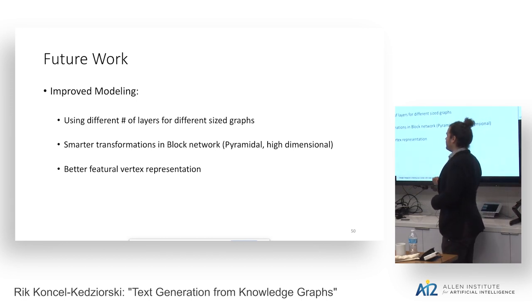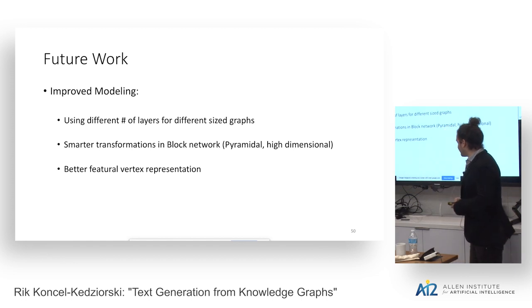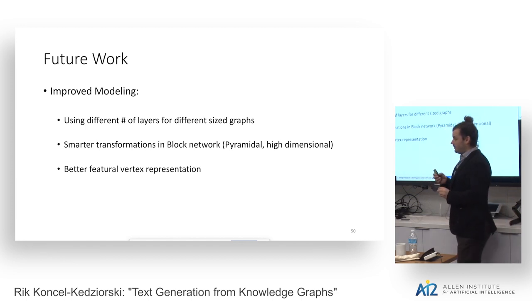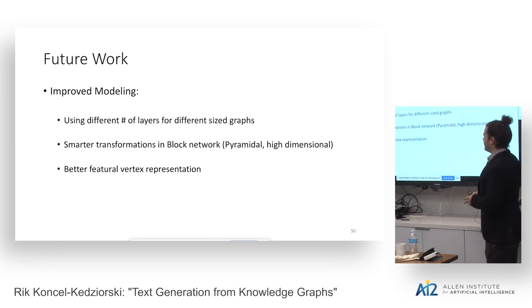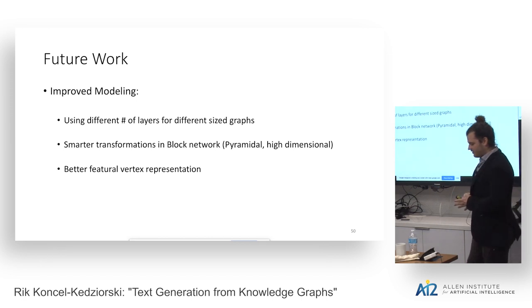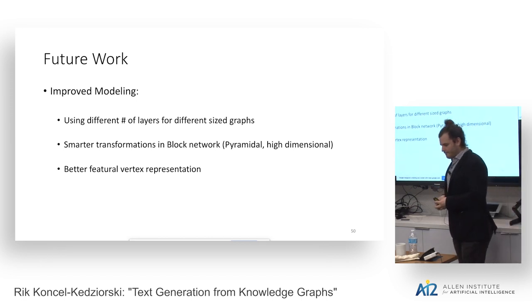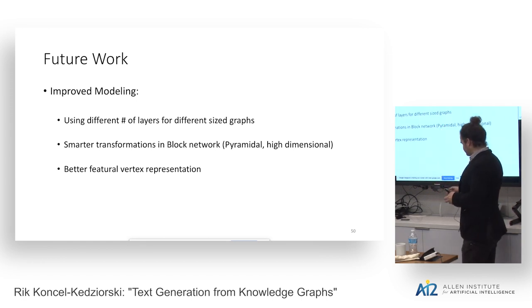And then finally, it'd be good to have a better featural representation of the vertices. I said at the bottom layer of the model, we have vertices that we run a bi-LSTM over. We've tried using some more sophisticated modeling techniques like ELMo and have so far not found the correct settings for that. But I have some ideas on how we can do it a little bit better in the future.